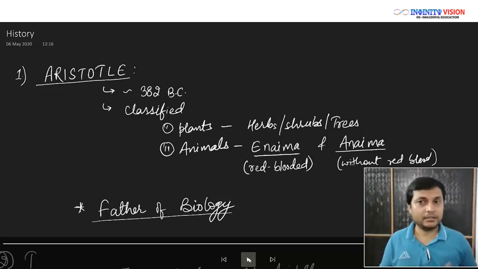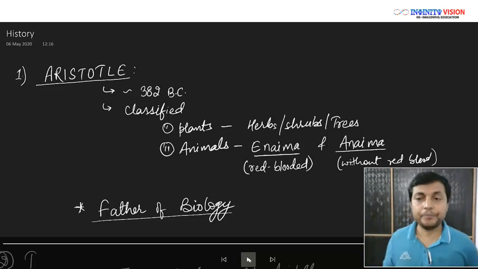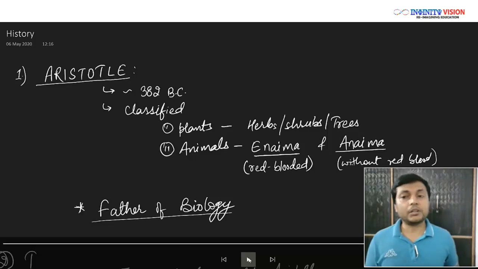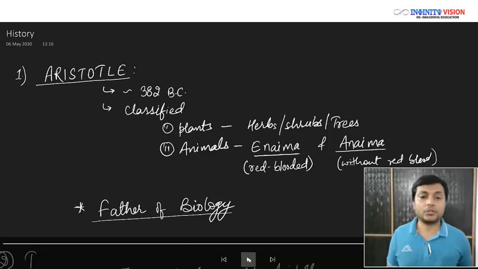In fact, he was the first to give us a documented book or documentation of biology. So, father of biology. Also, Aristotle is known as father of zoology. याद रखिएगा इस बात को. Father of biology and father of zoology. Both credit goes to Aristotle.